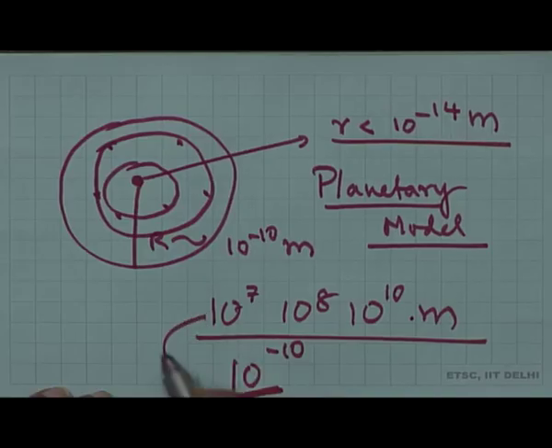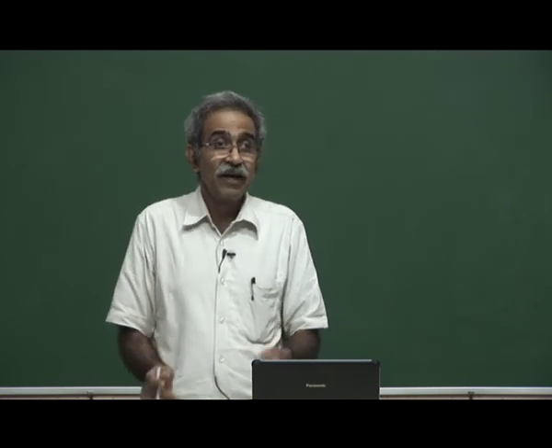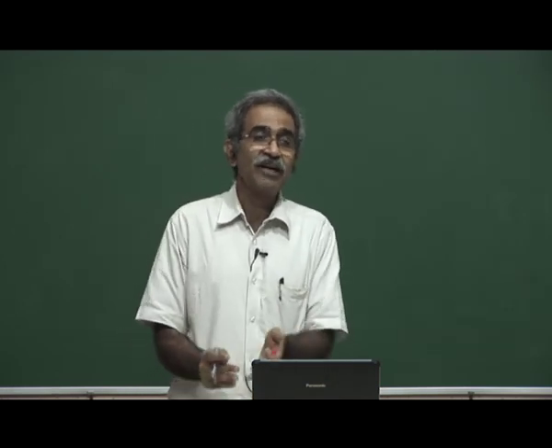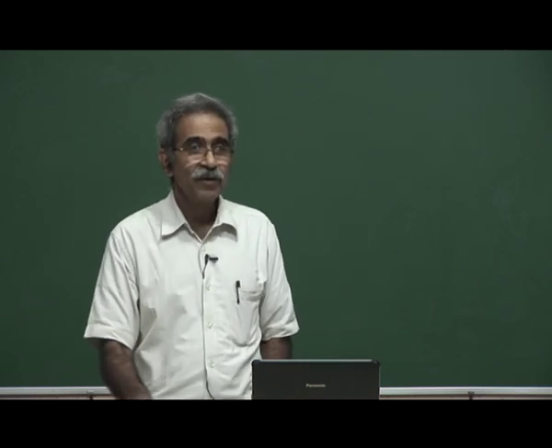All that happens when we come from 10 to the power of 10 to 10 to the power of minus 10 is that the gravitational law gets replaced by the Coulomb law, but both of them are 1 over r squared potentials. So what we essentially have is the same thing reproduced at a smaller scale with a different interaction. So Rutherford should have been a happy man.